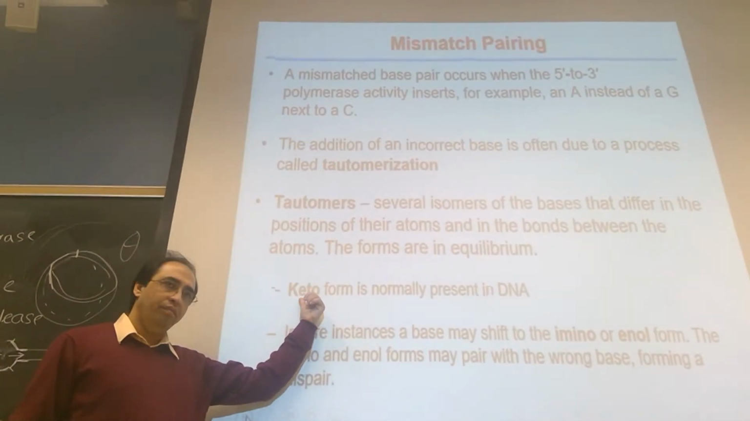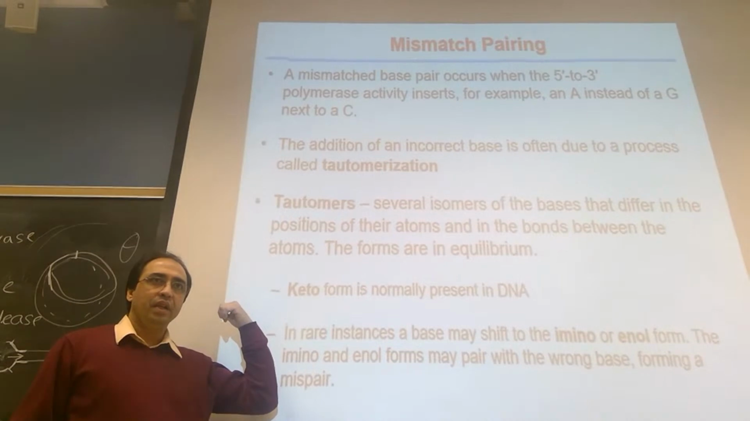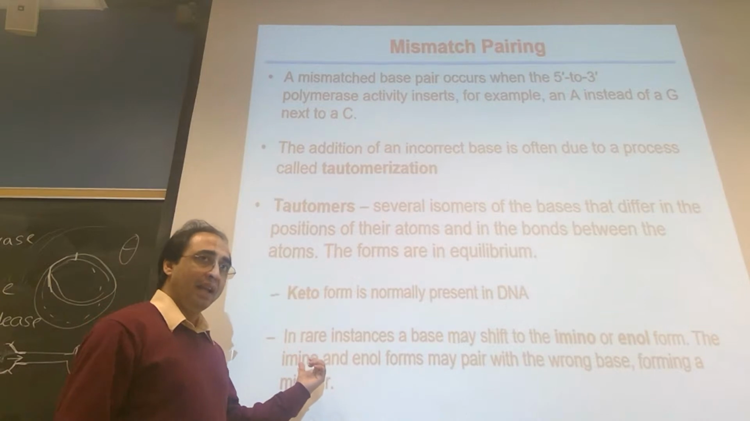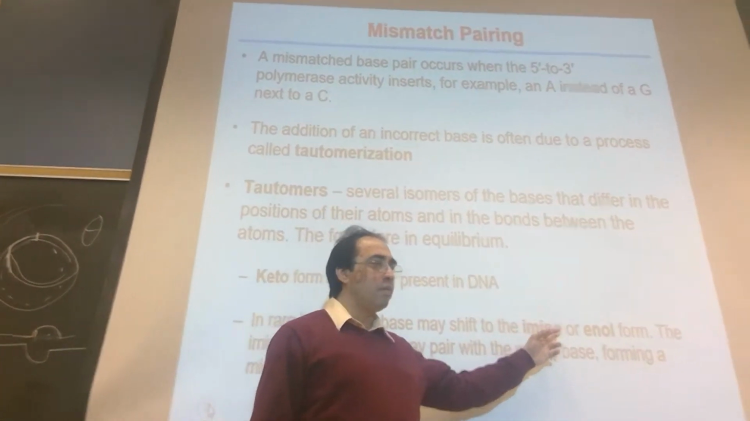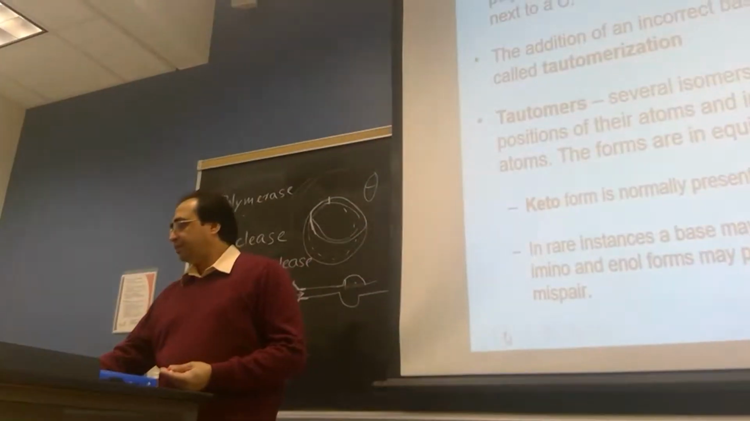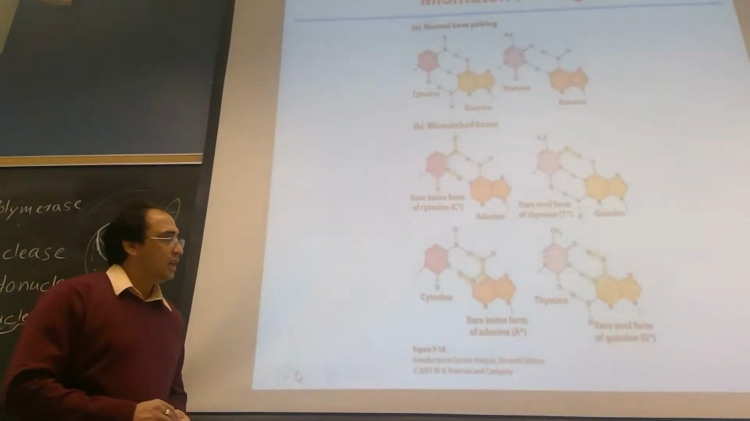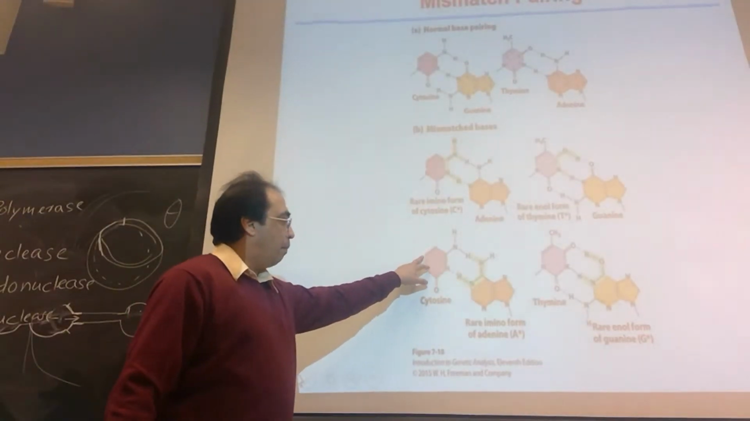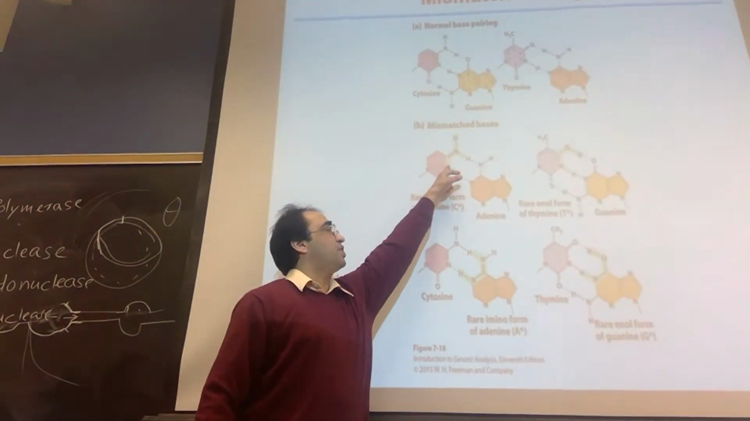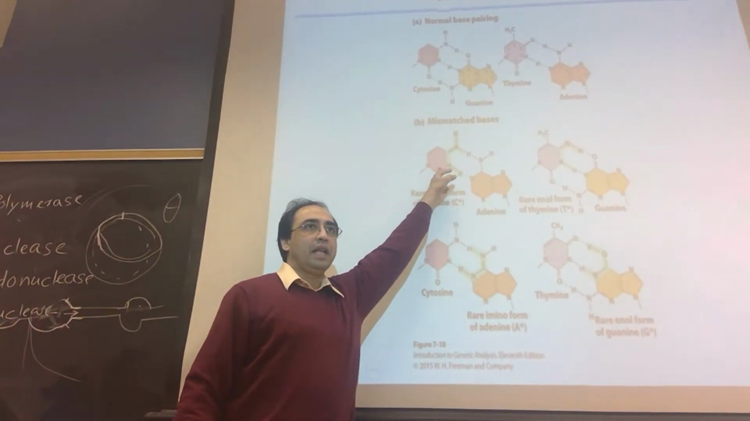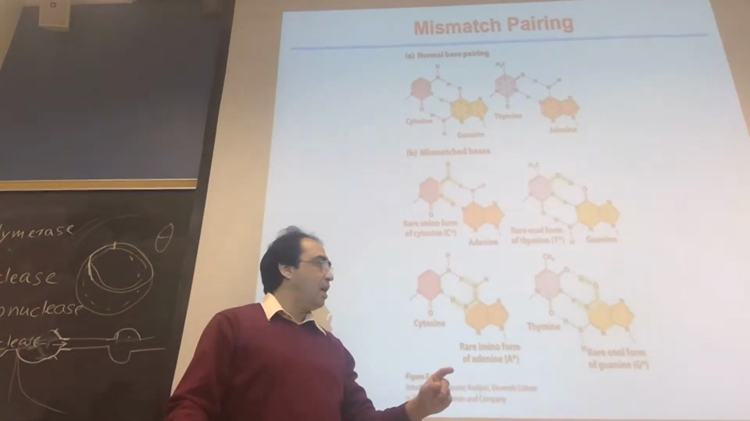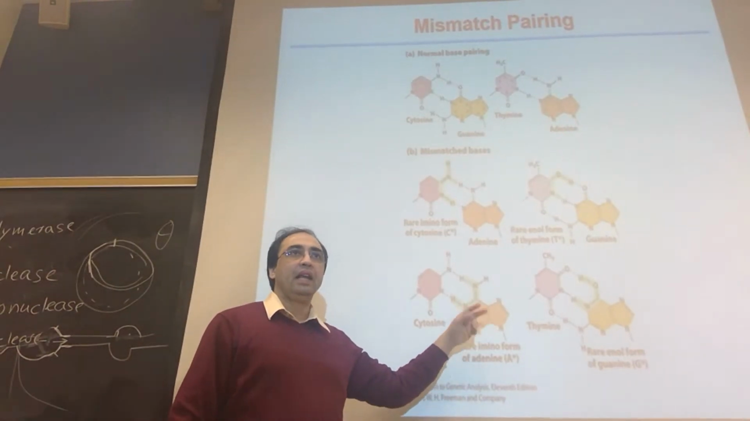One is called the keto form. The keto form is common. That is the main form of DNA nucleotides. But in rare cases, they can form the enol form or imino form, two bond structures like these, so cytosine can bind with adenine if they have these other structures. A cannot bind with C anyway, but C binds with A in such a case.